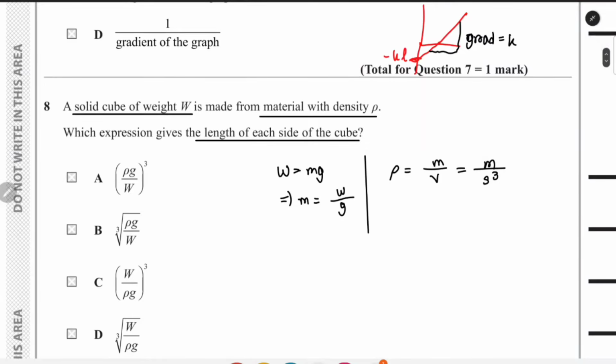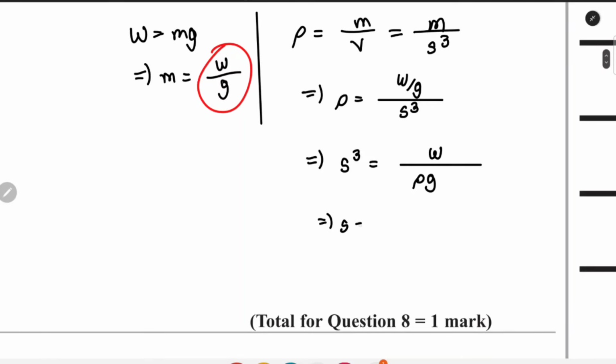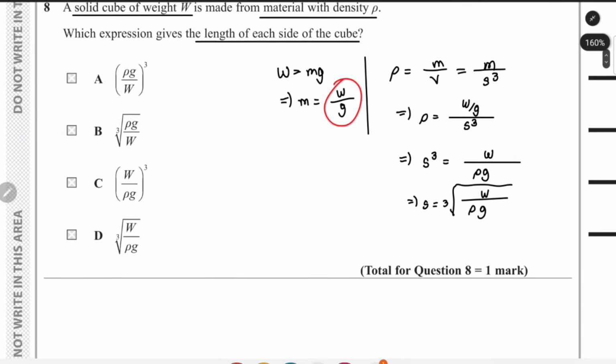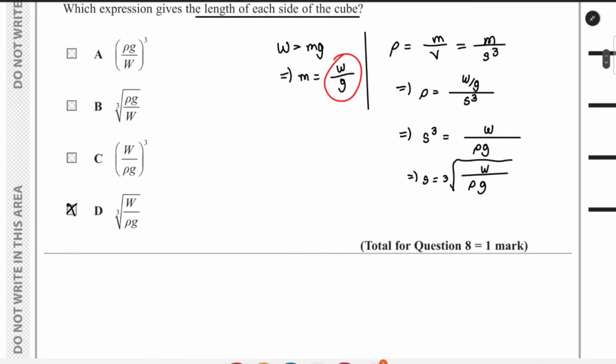We know the density. We can replace the mass with W by g. So density is W by g divided by side cubed. Now we have to make the side the subject. So side cubed would be W by rho g. The side would be the cube root of weight divided by density into g. So D is the answer.